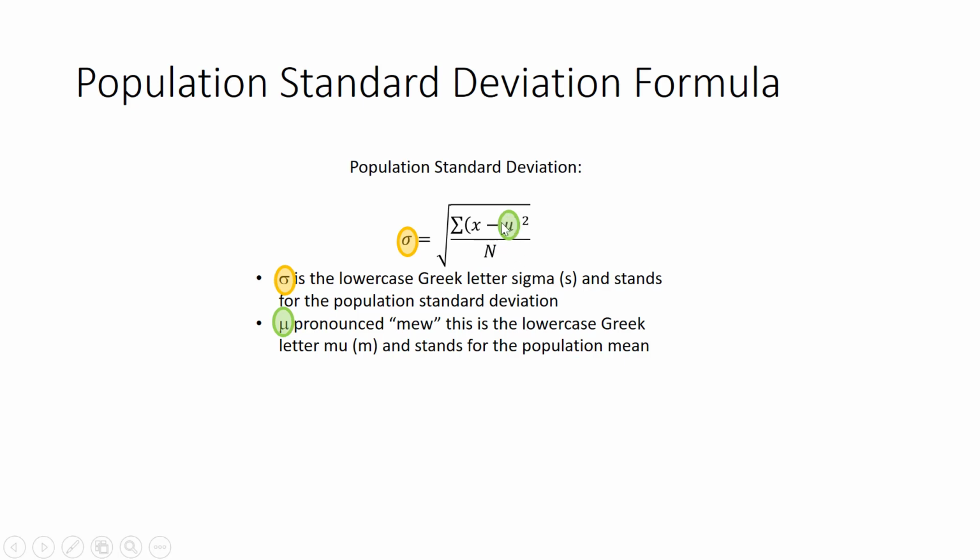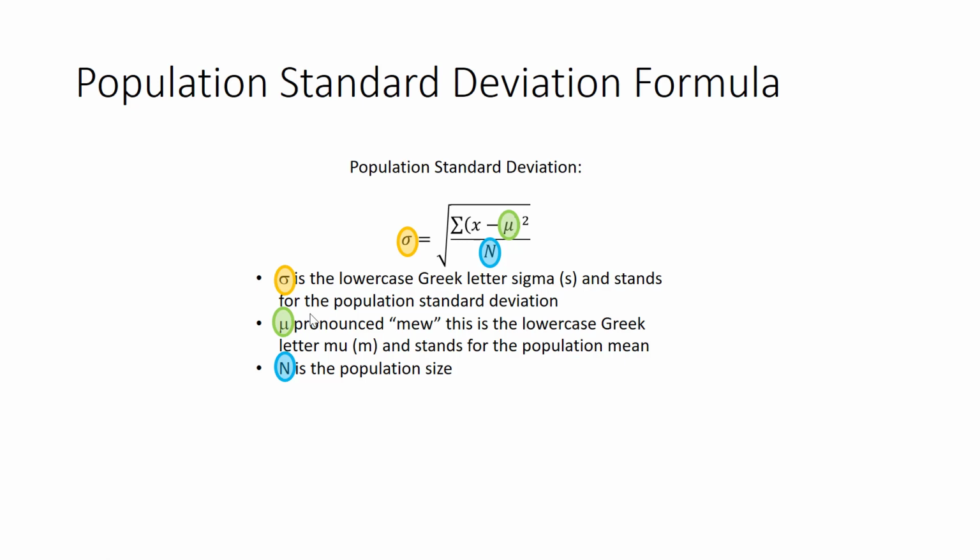Similarly, for the population mean, we stole another Greek letter. This is the Greek letter mu, and it makes the M sound, so it stands for population mean. A lot of times people think it looks kind of like a cursive U, but again, it's actually mu, and it would make an M sound if you were reading something in Greek. Then we have a capital N. Hopefully that's familiar to you. That is the population size.